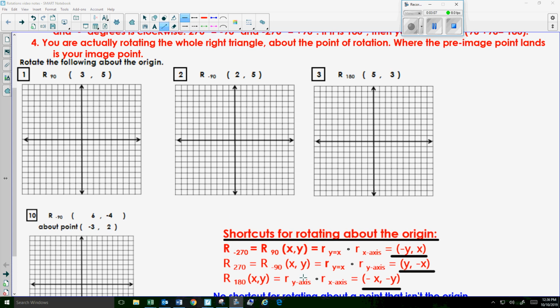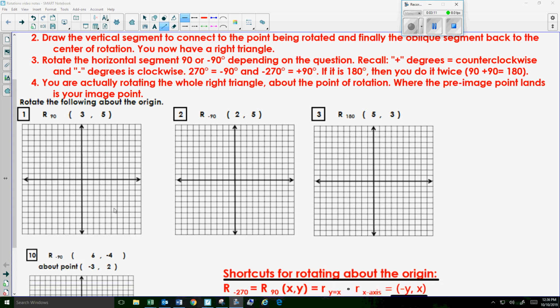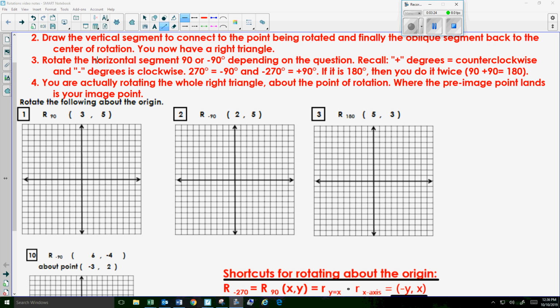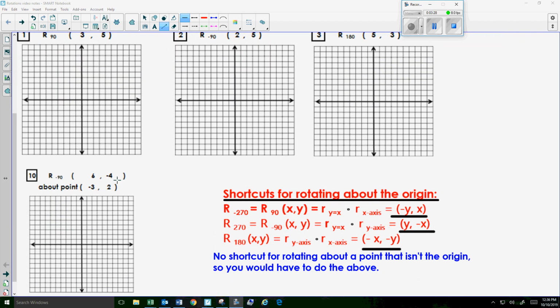Okay, so now let's go through these steps right here. This will work for all rotations, including rotating about a point off the origin. So we're going to do all four of these right now, and then you can go ahead and work on your worksheet and choose to do either method. But of course, for this one, you have to use the steps up here because there's no shortcut for rotating off the origin.